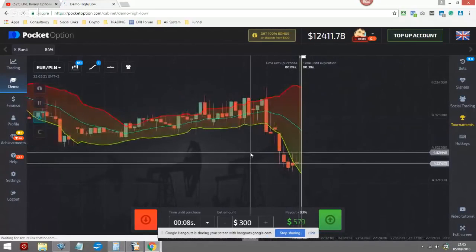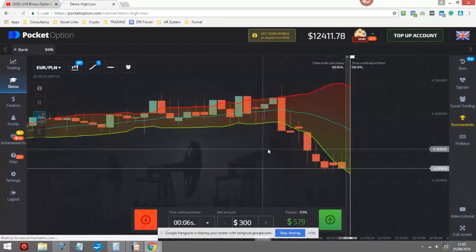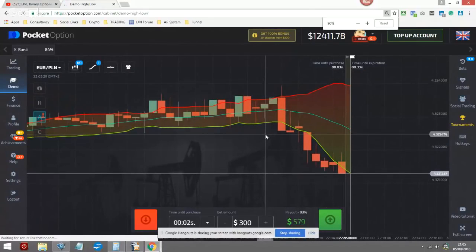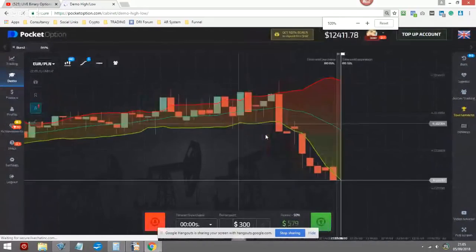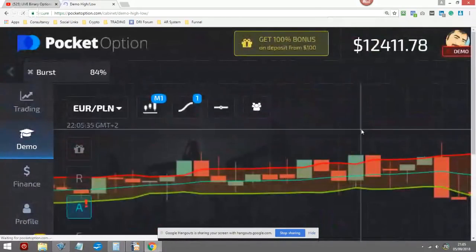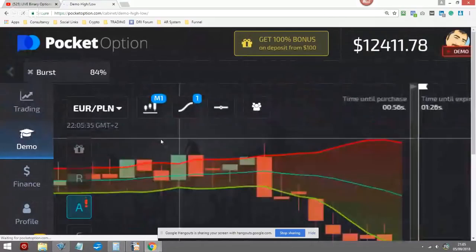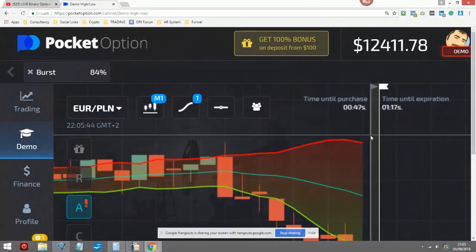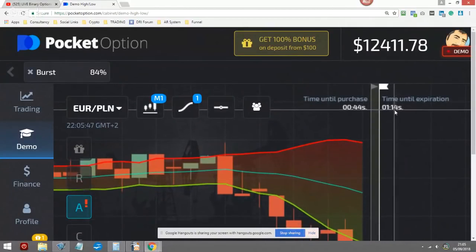Right. You can see here. Let me see if I can make this screen bigger. Okay. Right. You can see here we've got 2 timers. So this is your time to purchase. So you've now got 50 seconds in order to make a purchase. And depending on when you make that purchase, you've then got this amount of time before it expires.